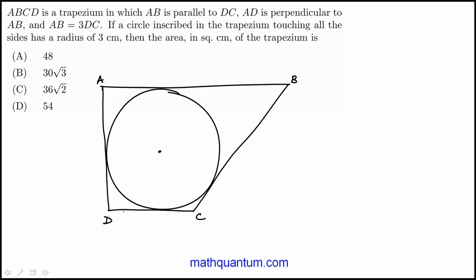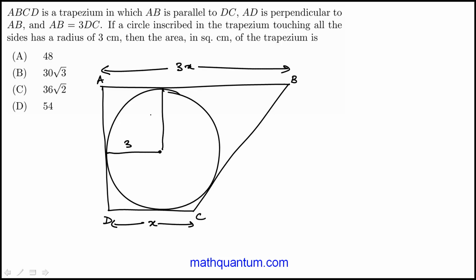So there are at least two ways to do this question, and I'll start with this relationship. This is 3 times that of CD, so I'll call that x. The radius here is 3 centimeters, so that's 3. This is 3. This is our perpendicular distance, and that's also the height of this trapezoid.